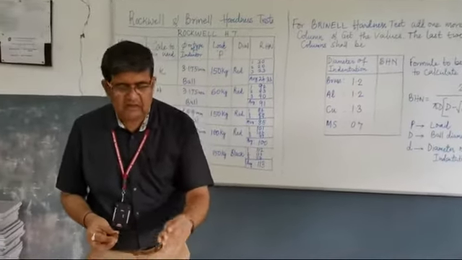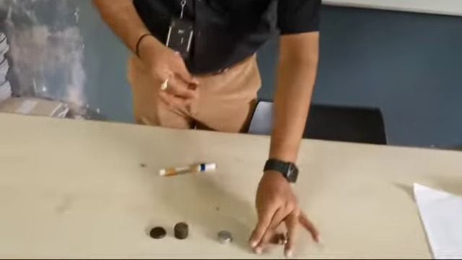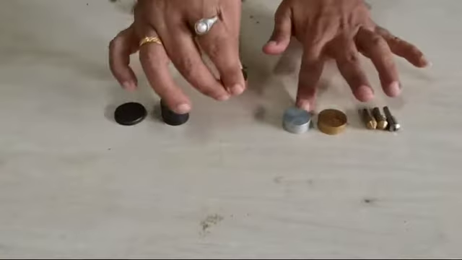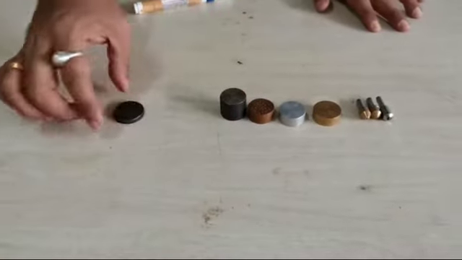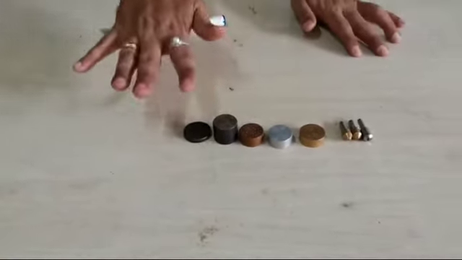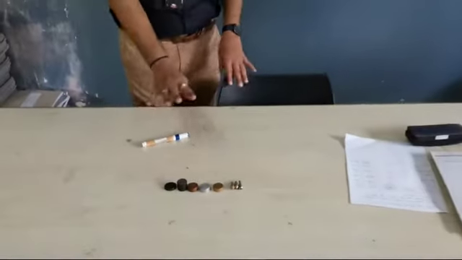Here we have the brass specimen, then aluminium, then copper, mild steel and cast iron. These are the specimens on which the experiments are conducted.